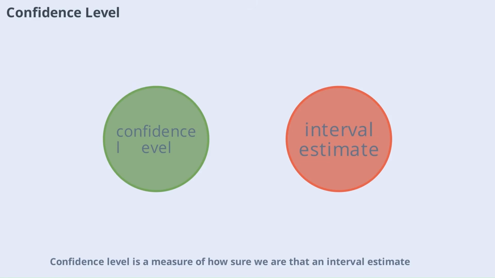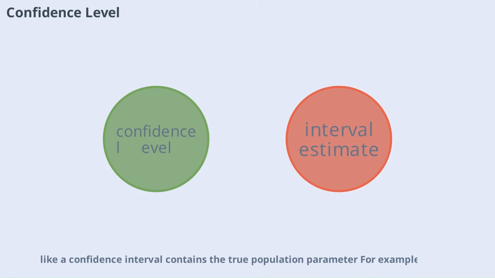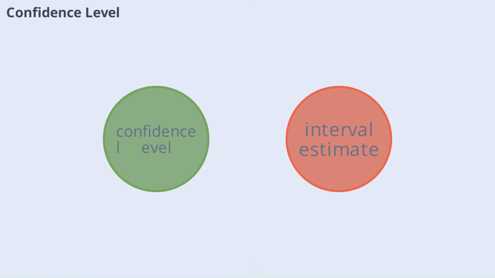Confidence level is a measure of how sure we are that an interval estimate, like a confidence interval, contains the true population parameter. For example, a 95% confidence interval means that if we repeated the experiment many times, 95% of those intervals would include the true value. This concept is fundamental in statistics, as it helps us understand the reliability of our estimates and the likelihood that our results reflect reality.